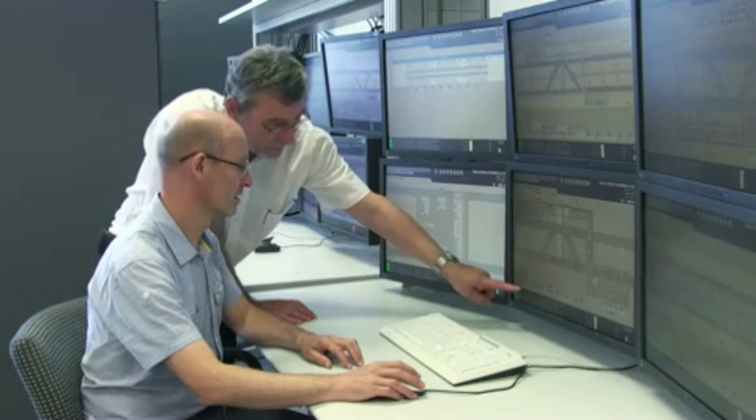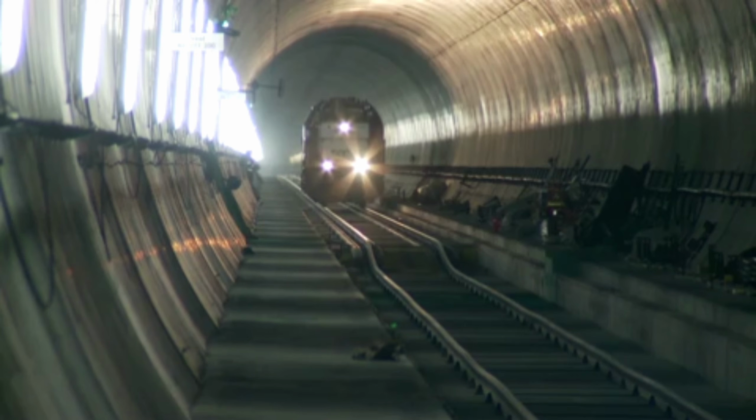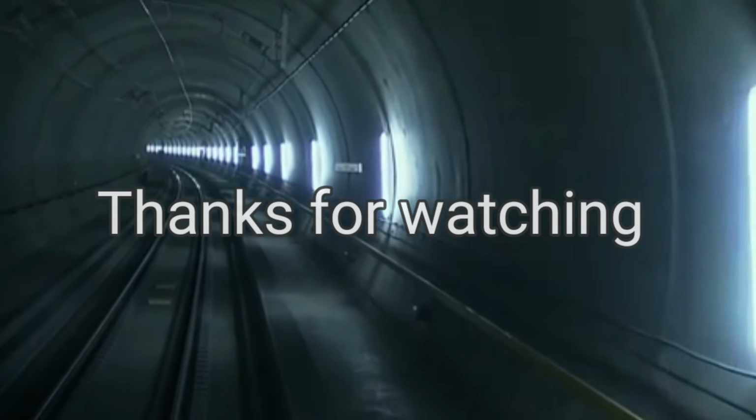The complete system, including the tunnel control system, has now undergone 6 months of intensive testing over a fully equipped 17-kilometer stretch.